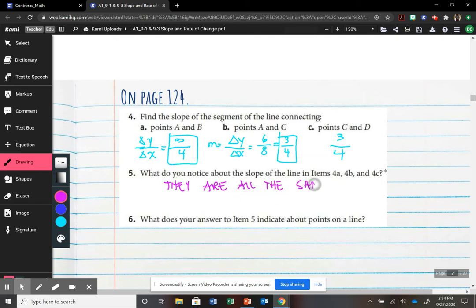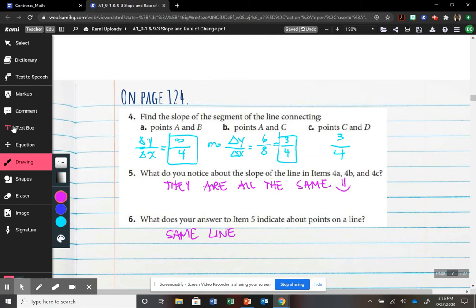Yeah, so if you said they're all the same, absolutely right. They're all the same. So what does your answer to item 5 indicate about the points on the line? Okay, so I had a lot of good answers when we did this in class. So it's the same line.